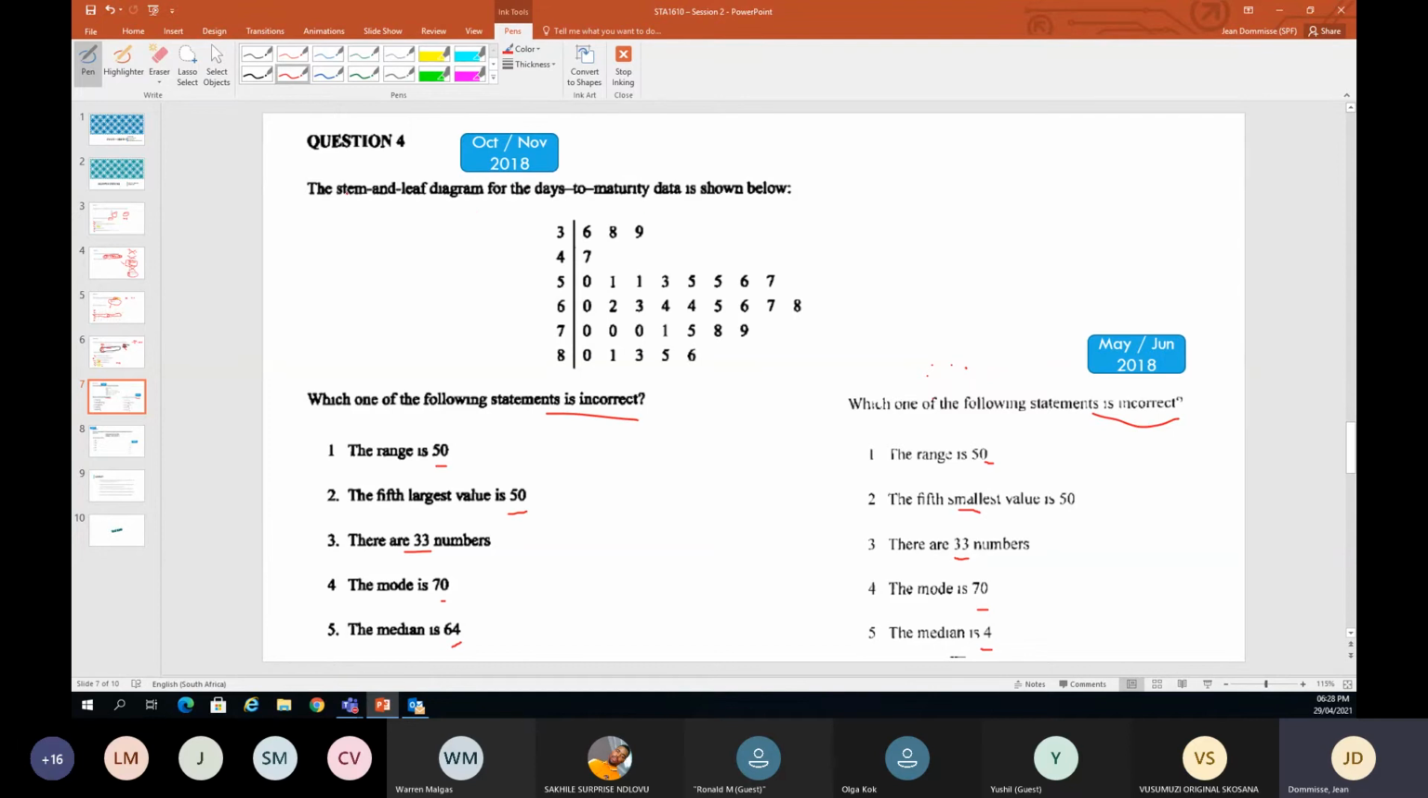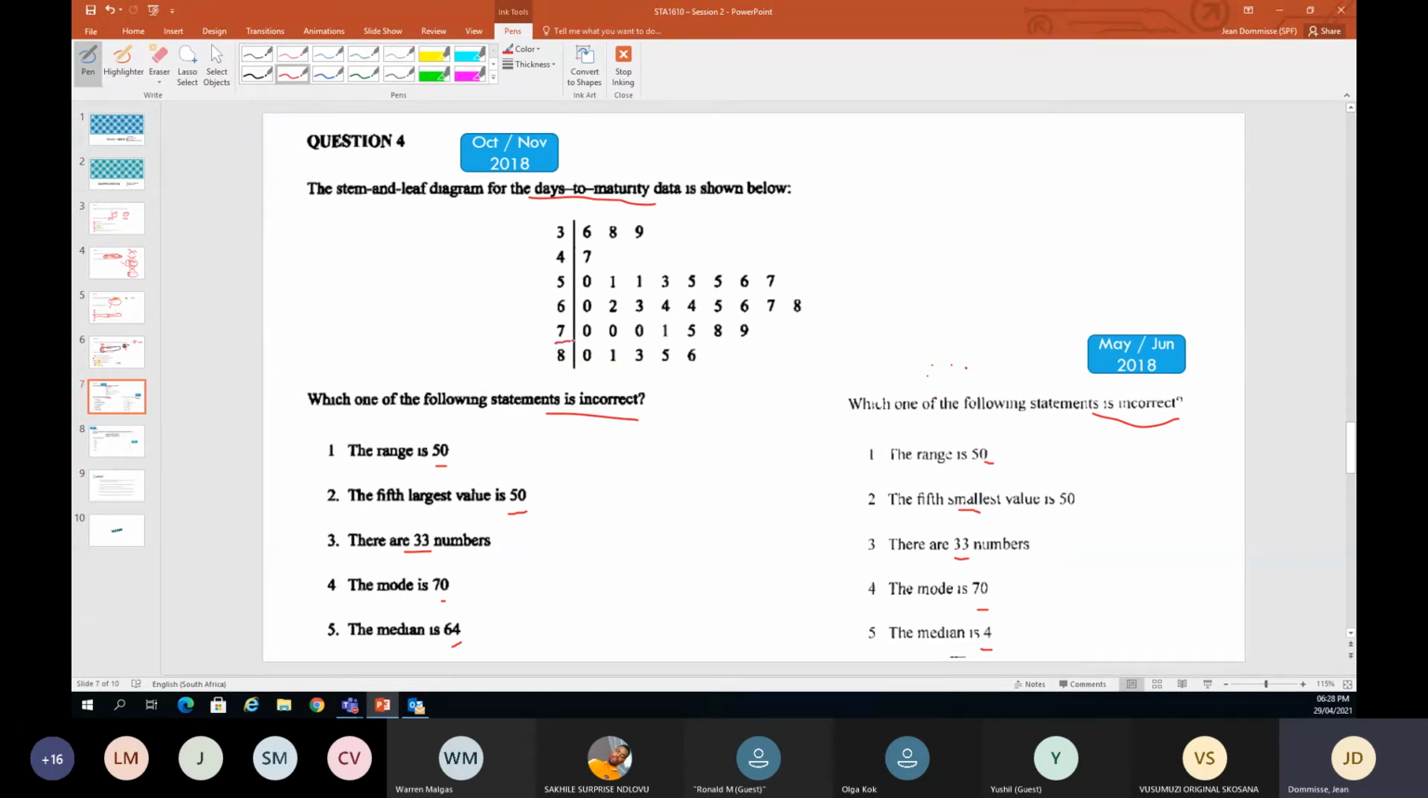So if I look at these numbers, the stem and leaf diagram for the days to maturity data is shown below. Okay, so that already tells me that we are working with 2-digit numbers, because you won't have 3.6 days. You will have 36 days or 38 days or 39.